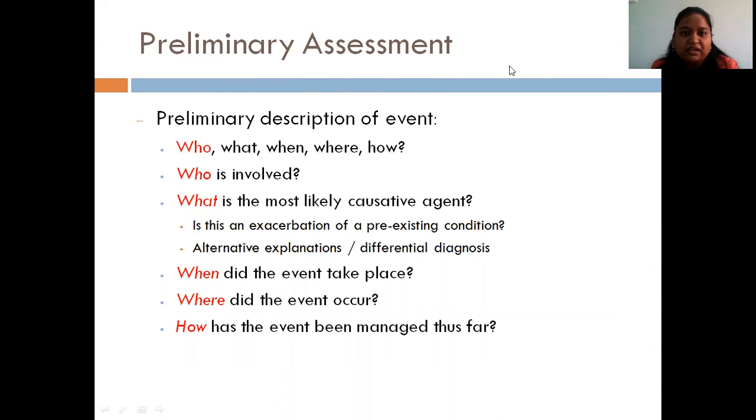Next is the preliminary assessment. In a preliminary description of events, we have to ask the patient who, what, when, where, and how the event occurred, who is involved, and what the most likely causative agent is, if the patient is taking a number of drugs, a combination of drugs, or some other non-prescription or OTC drugs.